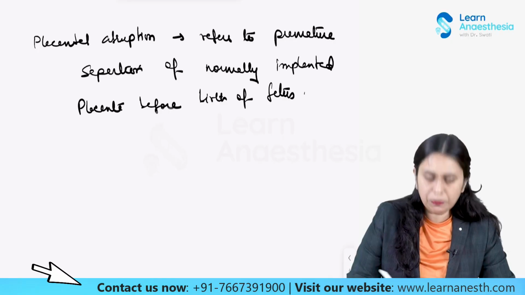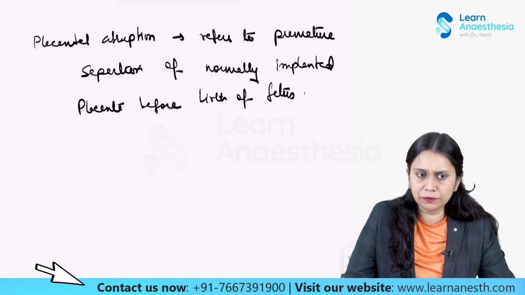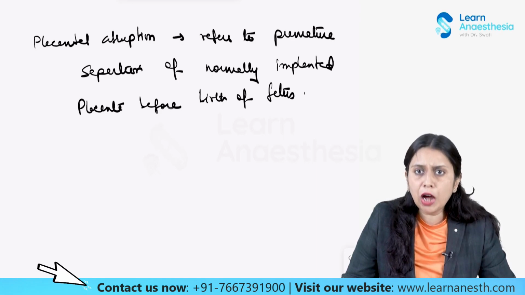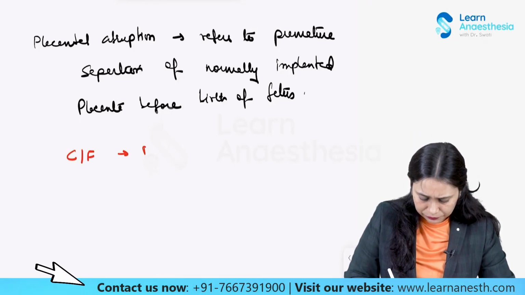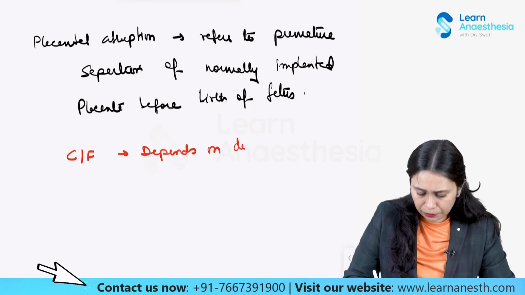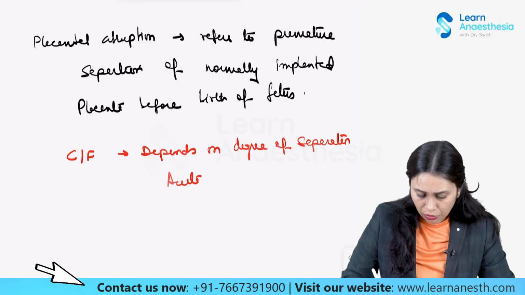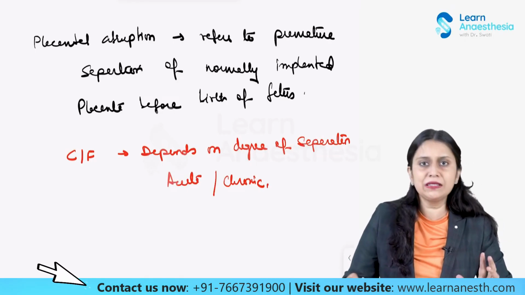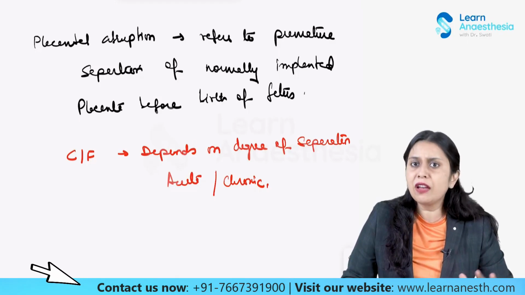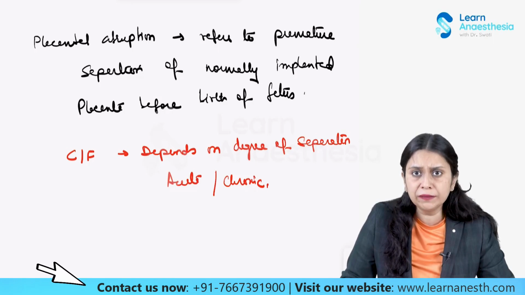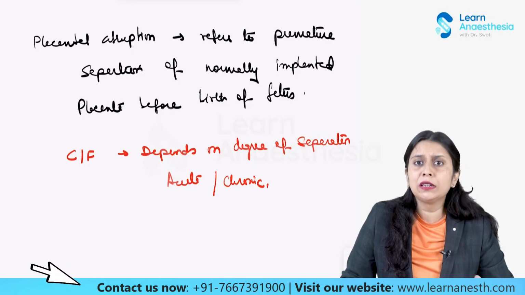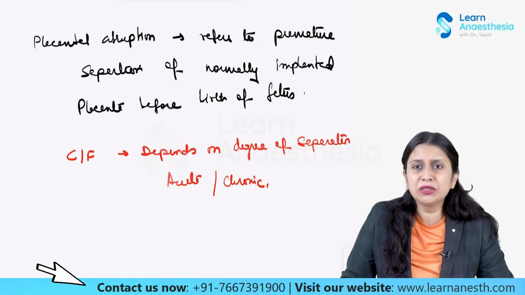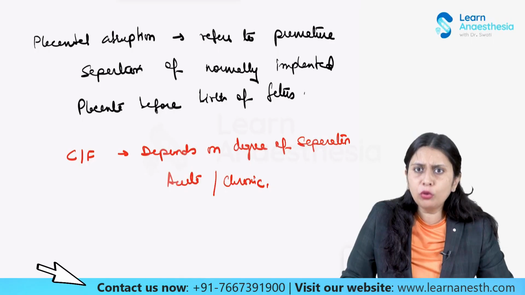The clinical features depend on the degree of abruption, that is complete or partial abruption, and whether it is acute abruption or a chronic condition, a slow abruption. And mostly it is a clinical diagnosis. Now, if the patient doesn't have placenta previa and has antepartum bleeding, then abruptio placenta is the most common clinical diagnosis. The patient presents with pain, uterine tone may be increased, and contraction of the uterus may be seen. So it is mostly a clinical diagnosis.